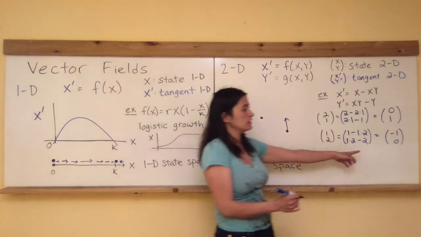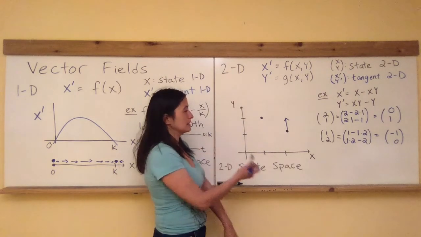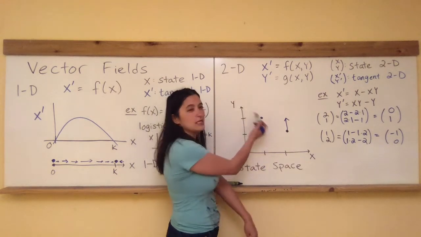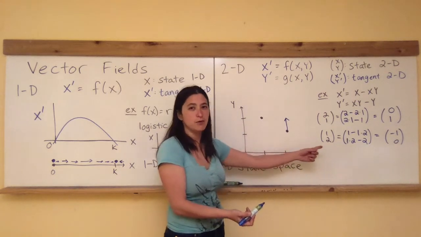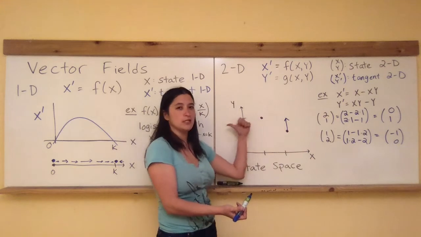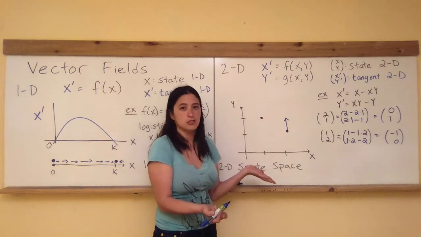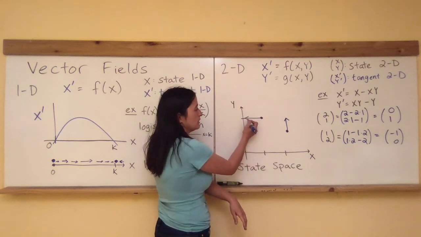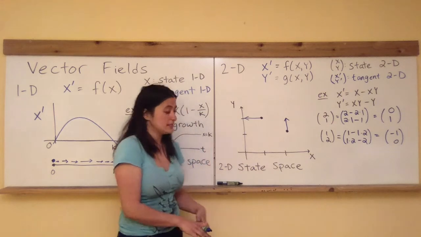When I get this vector out, I'm going to start drawing the vector with its tail on the point that I chose, and then I'm going to point it in whatever way it tells me to. Here it tells me that the x component is minus 1, so point it 1 unit to the left. And the y component is 0, so it's not pointing up, nor is it pointing down. So you're going to get a vector that looks like that. Hope you're starting to get the hang of this.